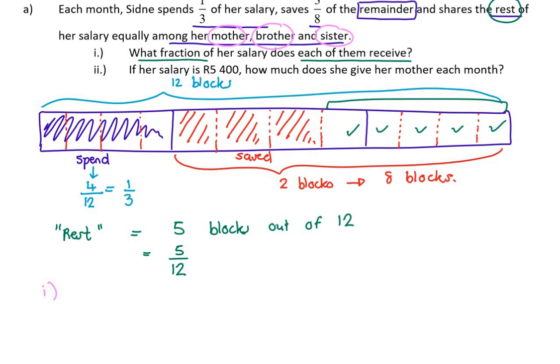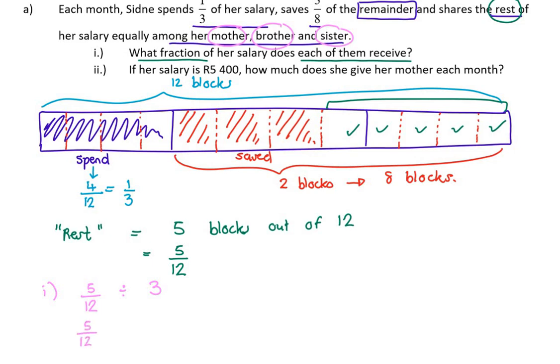This bar model was useful. It helped me figure out what fraction I'm left over with to share out. But now it's easier for me to say I've got 5/12 of her salary and I'm dividing it amongst 3 people. So I've abandoned my bar model because it's helped me as much as I want it to. Now how do I divide?